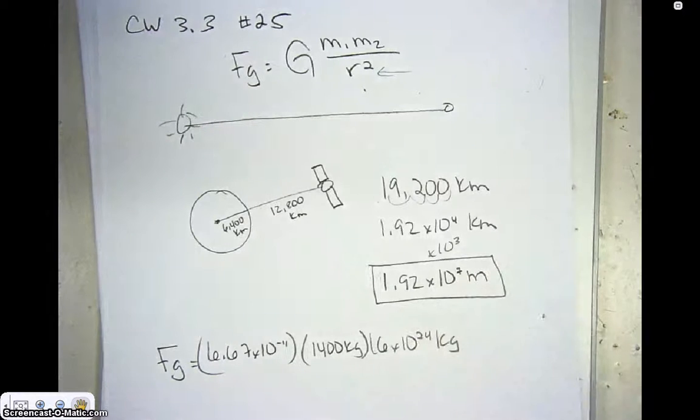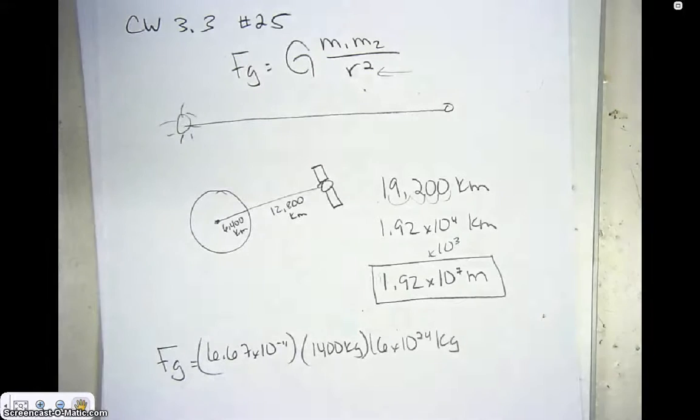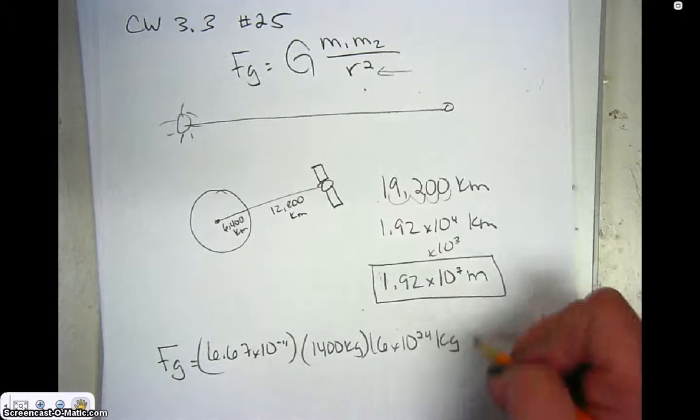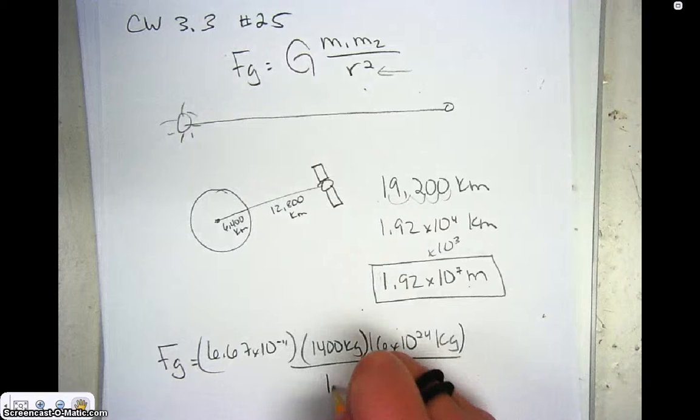I'm pretty sure. Let me just double check. It's in the front of our textbook, so the Earth's mass, 5.97. So 6 times 10 to the 24th kilograms. And then all over this number squared.